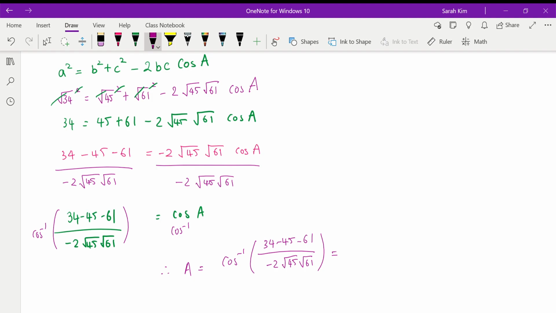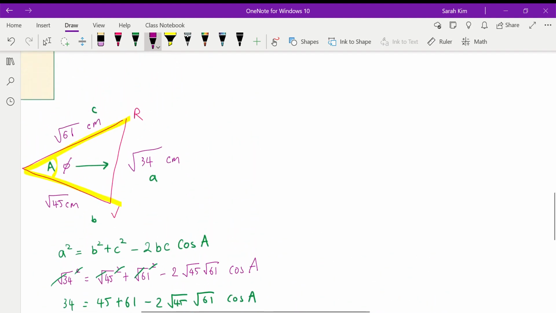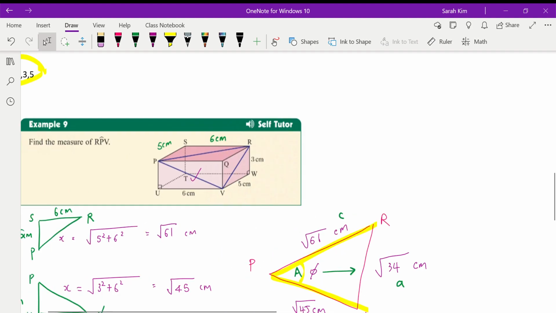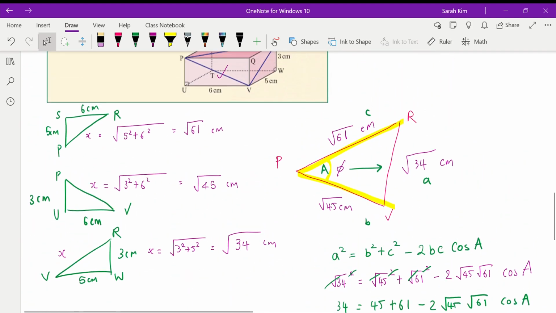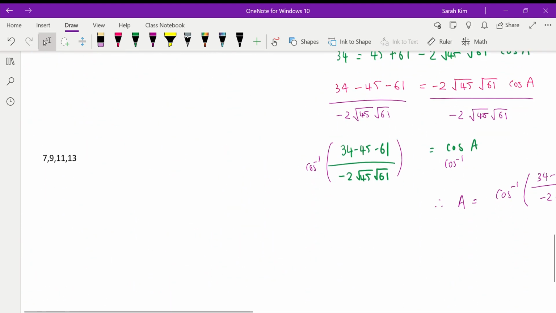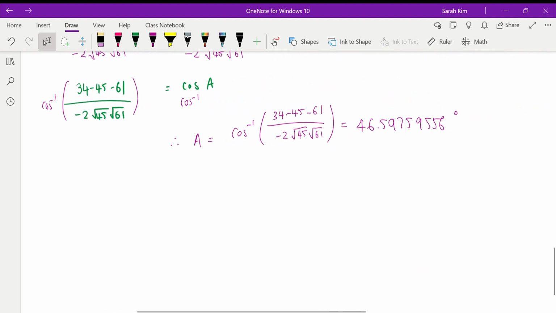Make sure you have a look at it and check that it looks similar. I get about 46.59759556 blah blah blah degrees. What did they want it in? Did they say anything? No, not really, but probably just the no decimal point I'm going to go with. So therefore A is approximately, I'm going to round it up to 47 degrees.